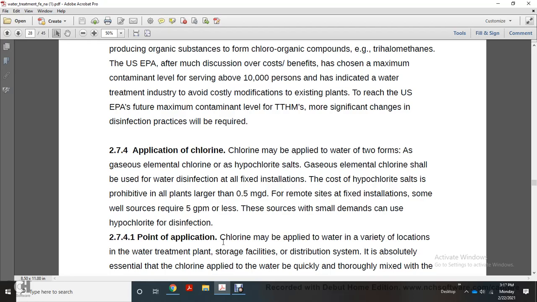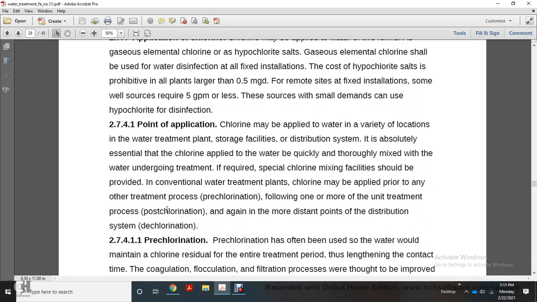Hypochlorite salts or the gaseous element chlorine should be used for water disinfection in all fixed installations. The cost of hypochlorite salts is prohibitive in all plants larger than 0.5 mgd. For remote site fixed installations, some well sources require 5 gallons per minute or less. The source will be small, and such demands can use hypochlorite disinfection.